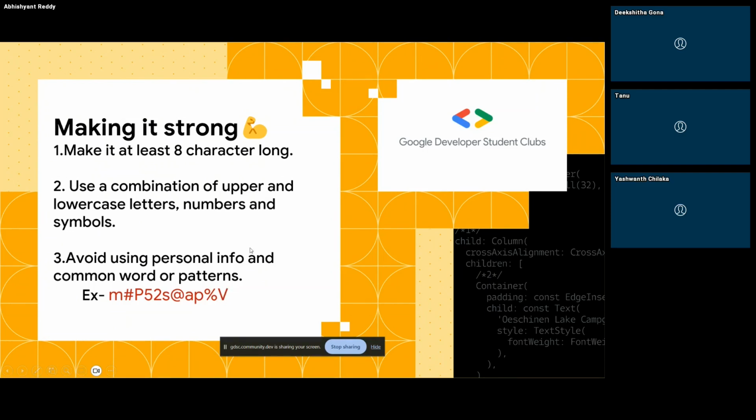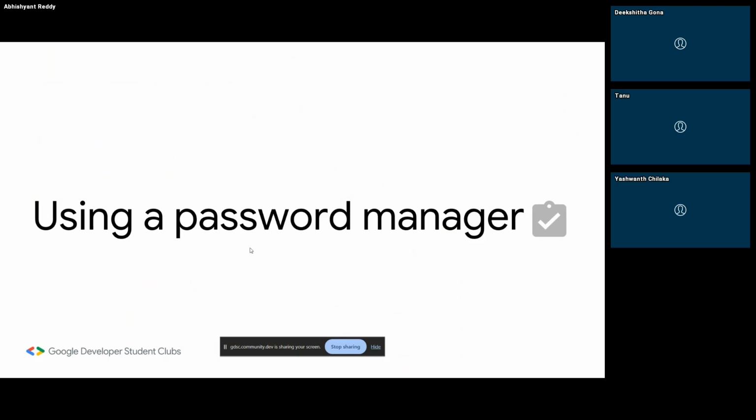Okay, making a strong password is okay, but once we make it, we forget it, right? That's the most common problem. So how do we solve this? We create lots of accounts on many websites. So the solution for this is using a password manager, a reliable password manager.